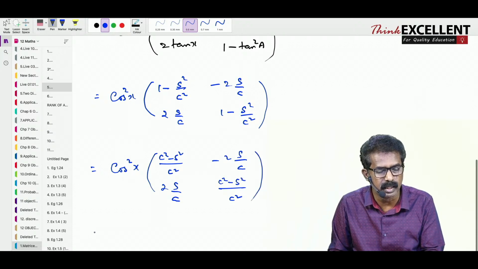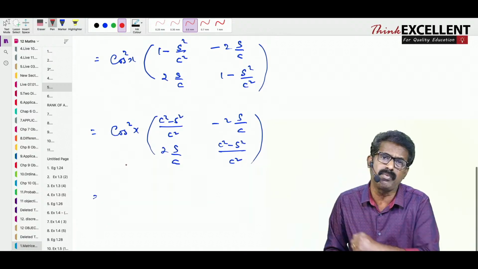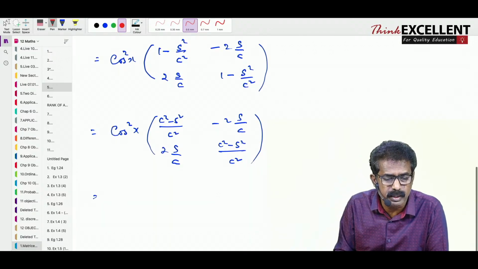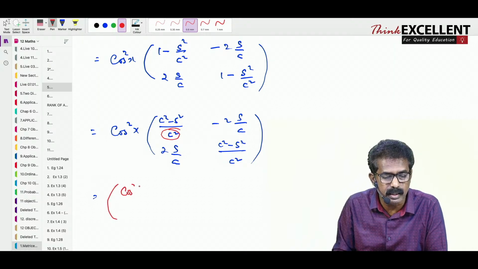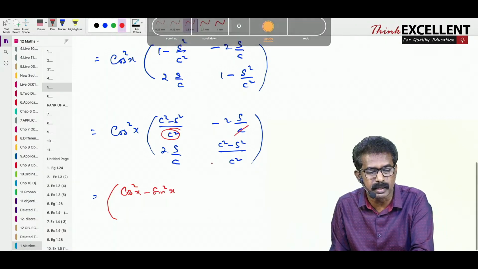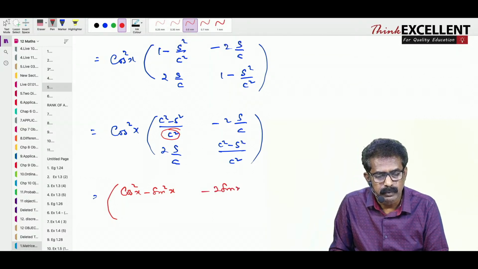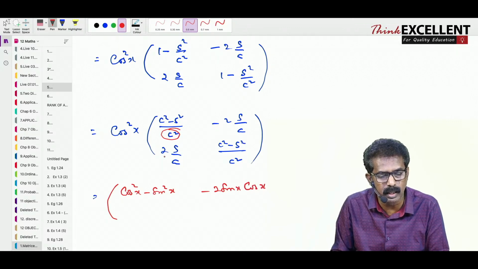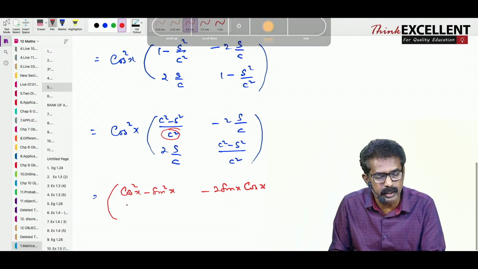Now please listen. Outside we have cos square x. By that cos square x you multiply all the 4 terms. When you multiply the first term, this cos square x cancels with the cos square x in the denominator. So what you get here is only cos square x minus sin square x. In the second, this cos x cancels one time. Okay, when you multiply, it cancels one time. Already there is a minus 2 sin x here, so the cos x comes outside. One cos x cancels. The third one, again one time cos x cancels. You are getting 2 sin x cos x.